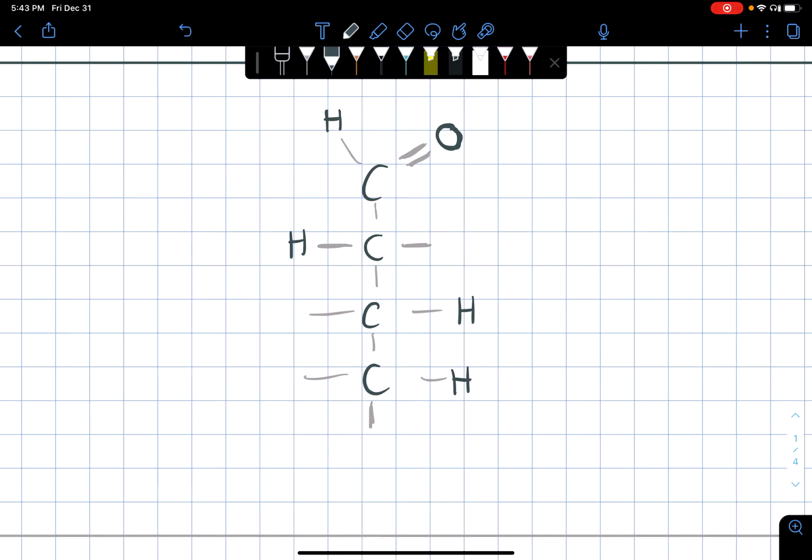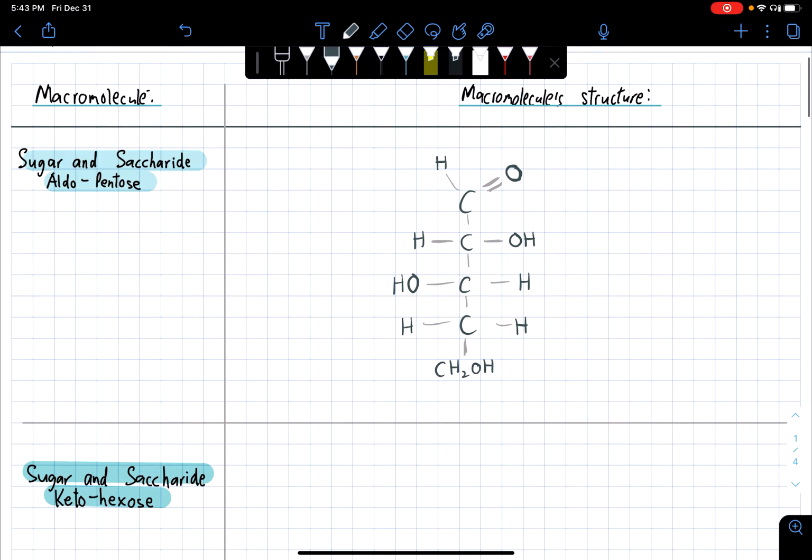Below, we place CH2OH, which is basically a primary alcohol. This is the IUPAC name of alcohol. All right, that's everything for aldopentose.